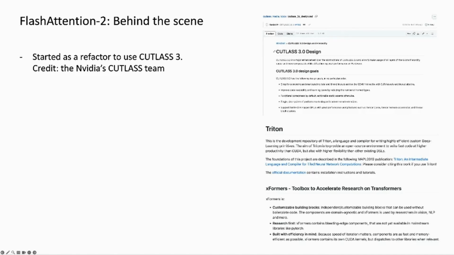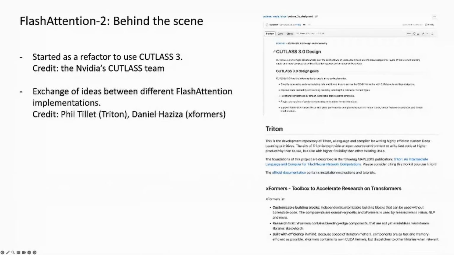I'm just going to refactor my code to use CUTLASS 3, which provides these primitives to do matrix multiply, memory loading, and so on. So this was back in late January. I started playing with it, and it's a result of exchange of ideas between different Flash Attention implementations. The credit here goes to Phil Tillet from OpenAI, who implemented Flash Attention in Triton, and Daniel Haziza from Meta, who implemented Flash Attention in xFormers. We talked a bunch and exchanged ideas about how things could be better.